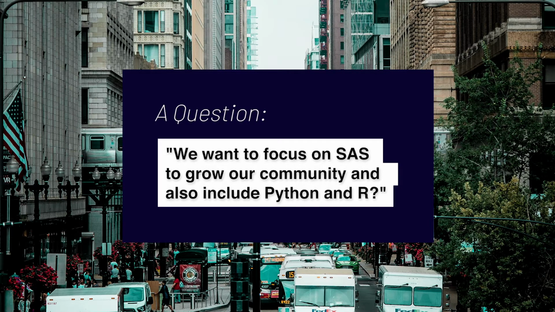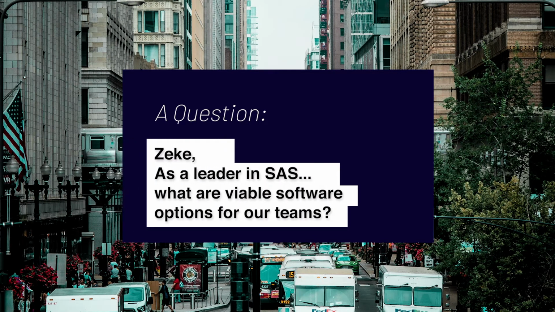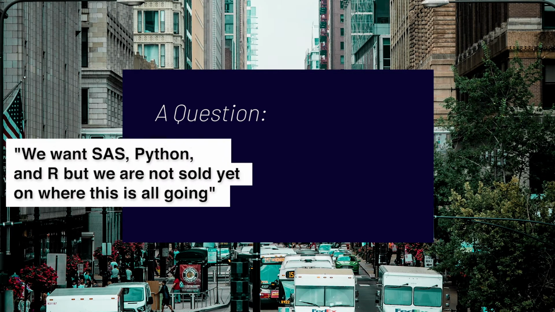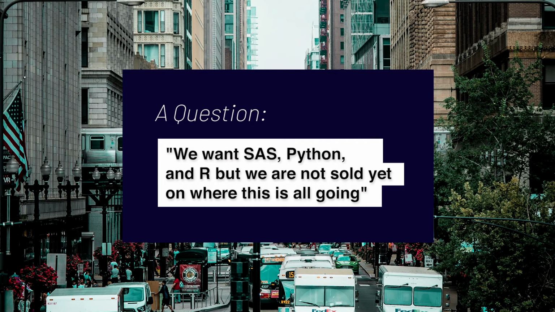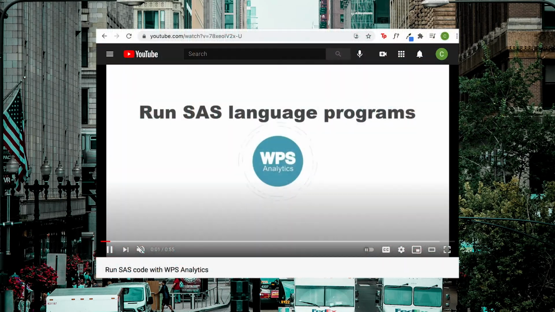R users. Then I also get asked this question from peers who are going through contract negotiations for software and renewals, and how they're facing challenges from within their organizations about the idea of, hey Zeke, we want SAS, we're sticking with it, but we're getting a lot of pressure regarding Python and R, and we're not sold yet on which software we're going to use for that. So we don't know where this is all going. That's why I'm saying we need to talk about WPS and its community edition.